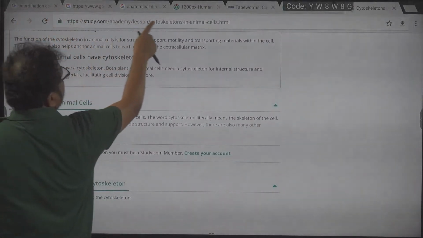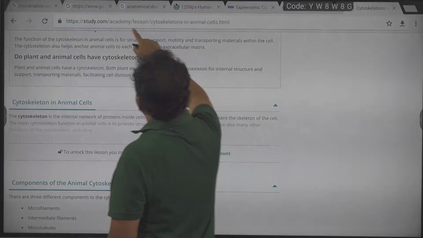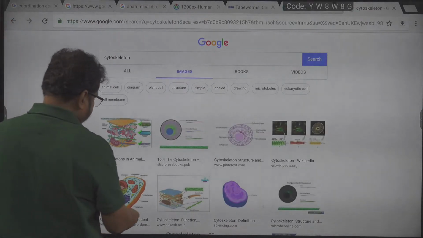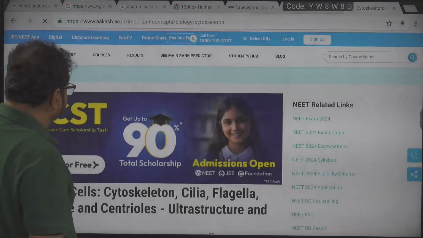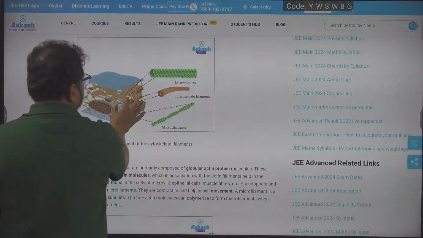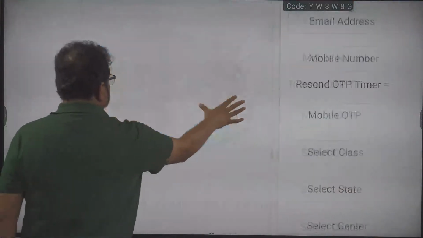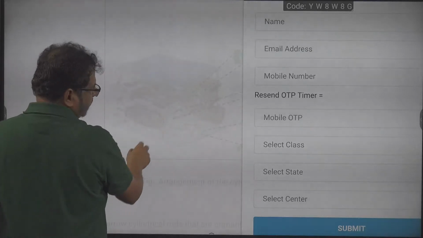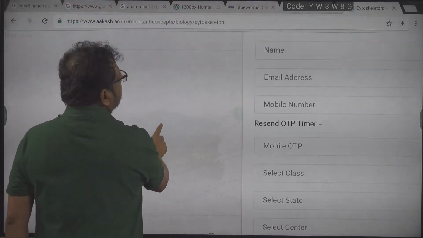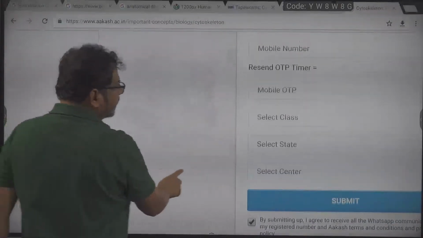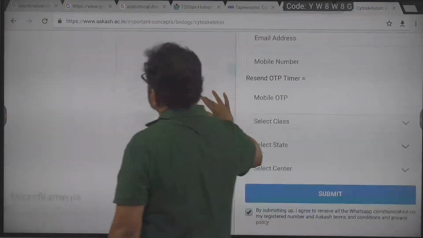Wait a minute. Wait a minute. Wait a minute. Okay, this is the diagram. How does it look here? The problem is a lot of advertisements.